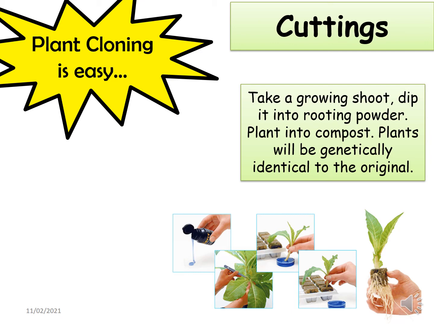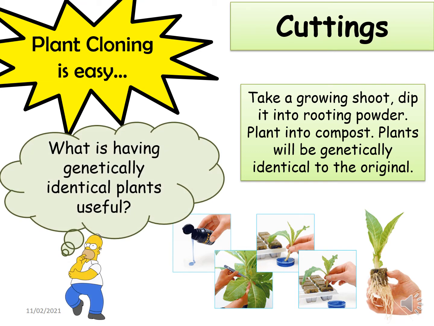Plant hormones are often used to encourage new roots to develop. The cutting is usually covered in a clear plastic bag to keep it moist and warm. After a few weeks, new roots develop and a new plant grows. You may be asked how this process takes place in your exam. All you simply write is take a growing shoot, dip it into rooting powder, plant it into compost, and the plants will be genetically identical to the original.